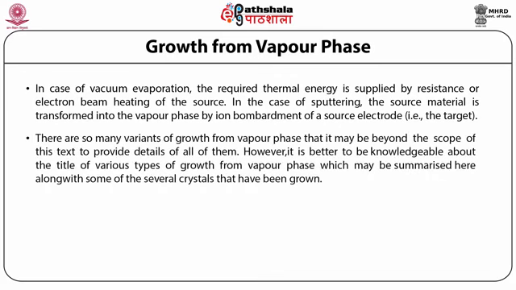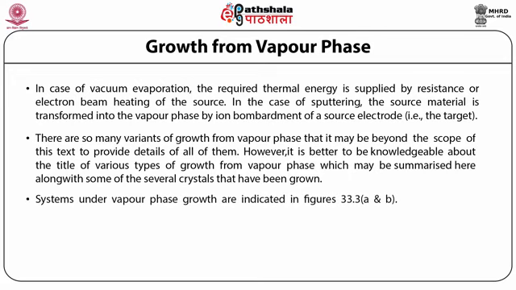There are so many variants of growth from vapor phase that it may be beyond the scope of this text to provide details of all of them. However, it is better to be knowledgeable about the title of various types of growth from vapor phase, which may be summarized here along with some of the several crystals that have been grown. Systems under vapor phase growth are indicated in figure 33.3a and b.